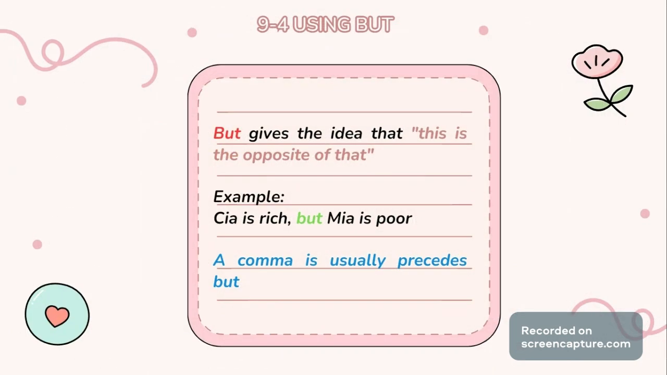Next, using but. But gives the idea that this is the opposite of that. Example, Sia is rich, but Mia is poor. So, but Mia is poor is the opposite of Sia is rich. A comma in that sentence usually precedes but.